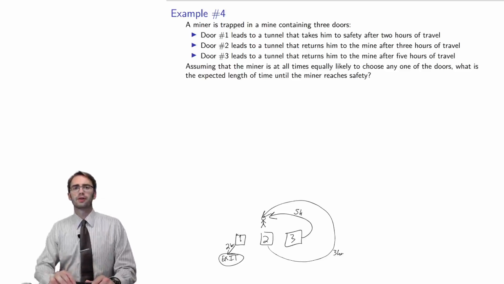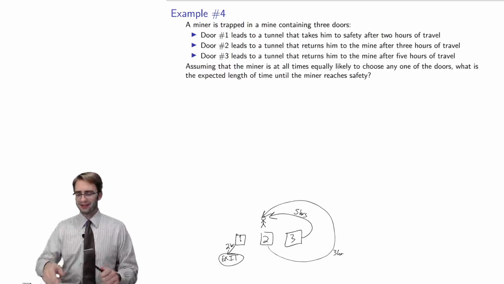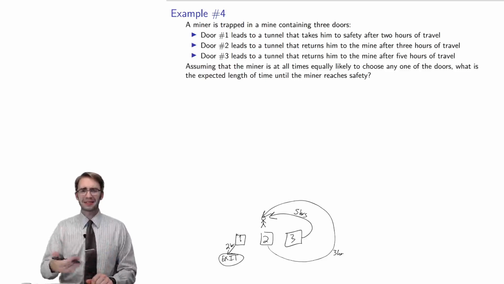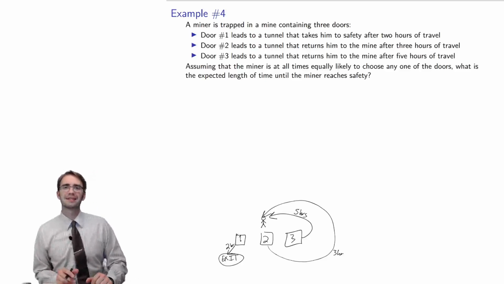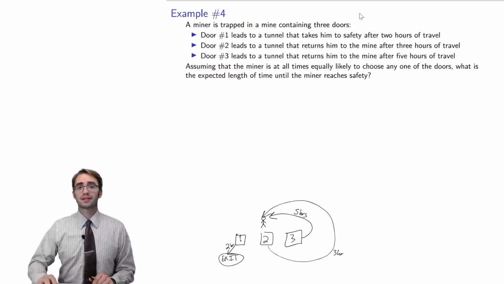Okay, and so we're going to say this miner doesn't learn from his mistakes. Every time he shows up, maybe he doesn't realize that it's the same set of doors he's seeing. So anytime he sees a set of doors, he just picks one uniformly at random. And this question asks, what is the expected length of time until that miner reaches safety?